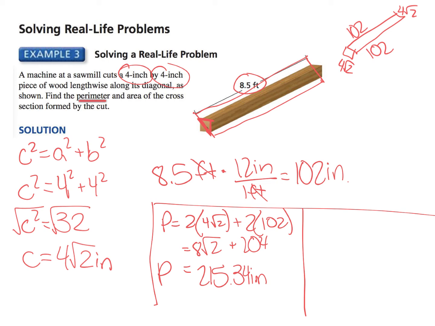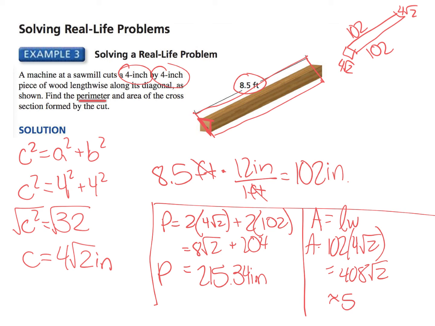Now the area is easier. It's a rectangle. Our cross section is clearly a rectangle. It's length times width. So 102 times 4 root 2 is our area. That gives us 408 root 2, which when you plug that root 2 in and round it, is approximately 577 inches squared. All right, so that's our perimeter and our area of our cross section.